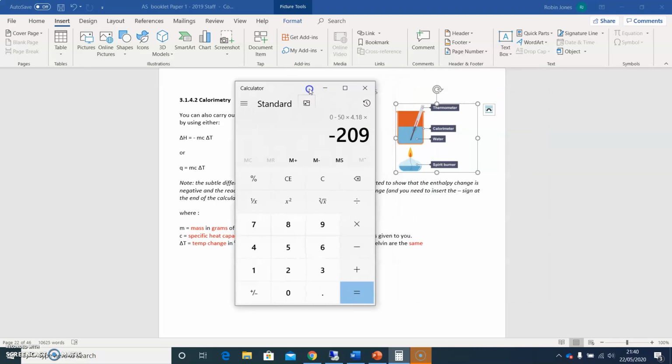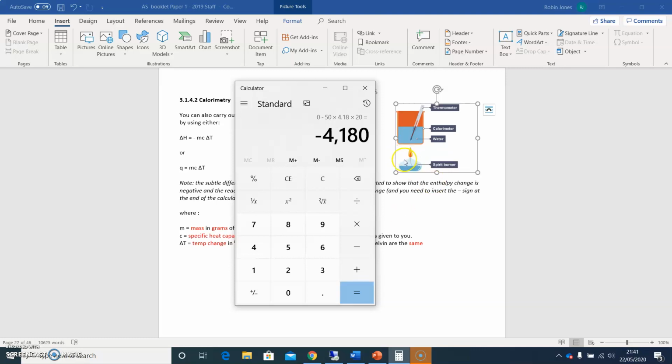Well, let's say the thermometer measures 10 degrees C and ends up at 30 degrees C. Temperature change is 30 take away 10. 20 degrees C is how much the temperature has gone up by. So let's multiply it by 20. Minus 4180.